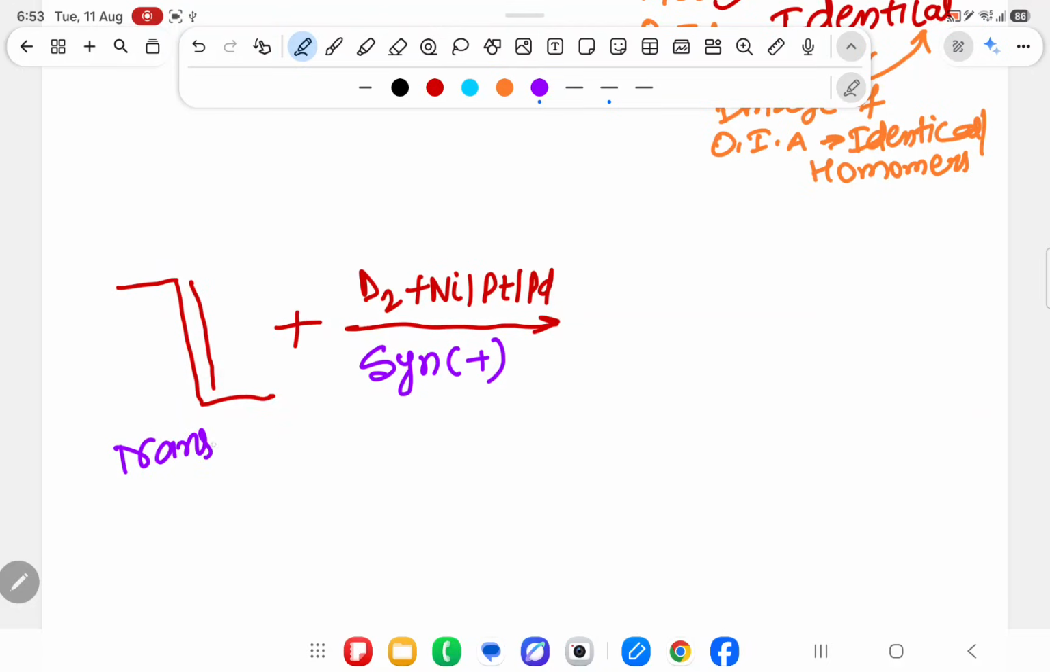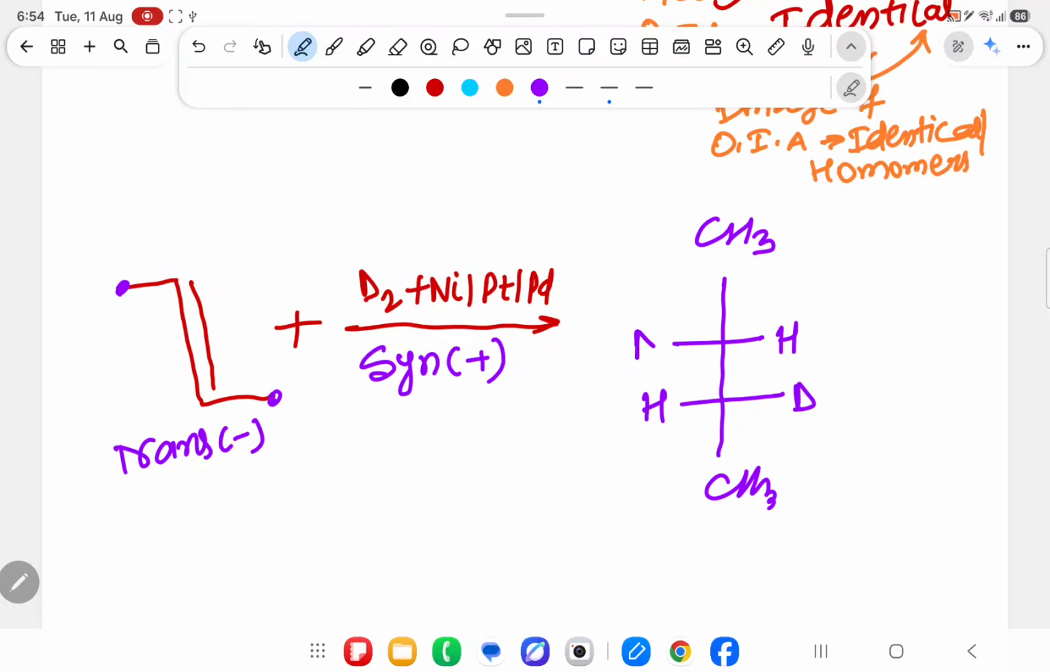But this is trans, and trans is negative. And negative and positive will form negative. It means this is CH3, this is CH3, right? Upside CH3, downside CH3. At one place you will add hydrogen and deuterium on this side, so one place this side. It means one time deuterium will come this side, the other time deuterium will come on the opposite side. This is known as anti-addition. Two deuterium have been added on two different sides.